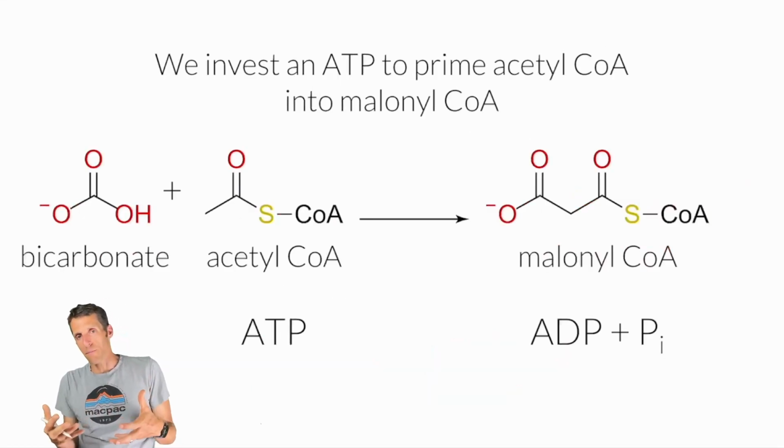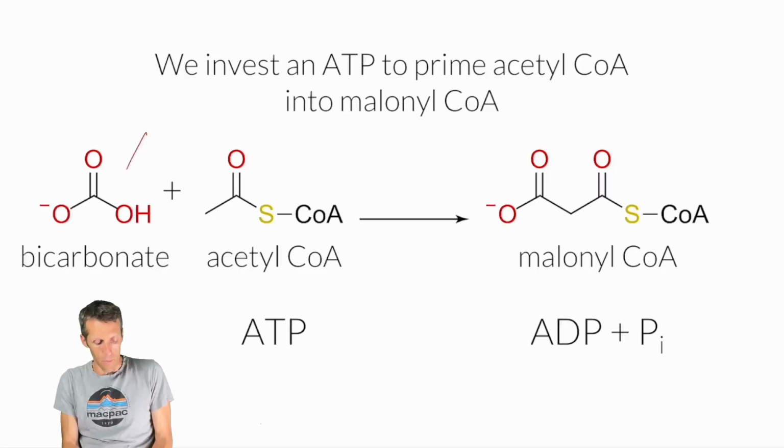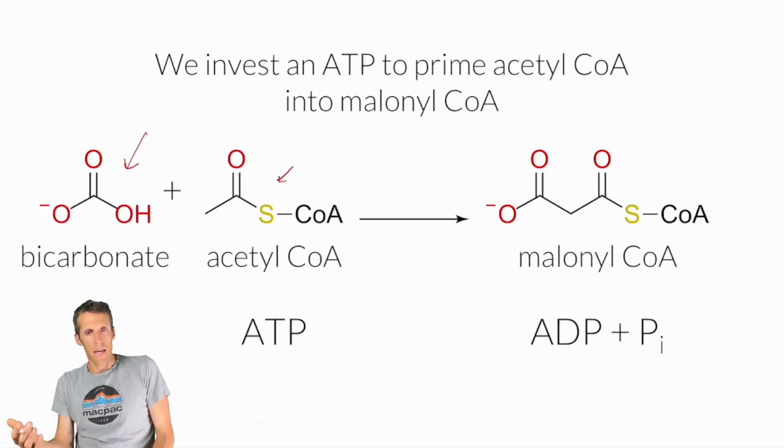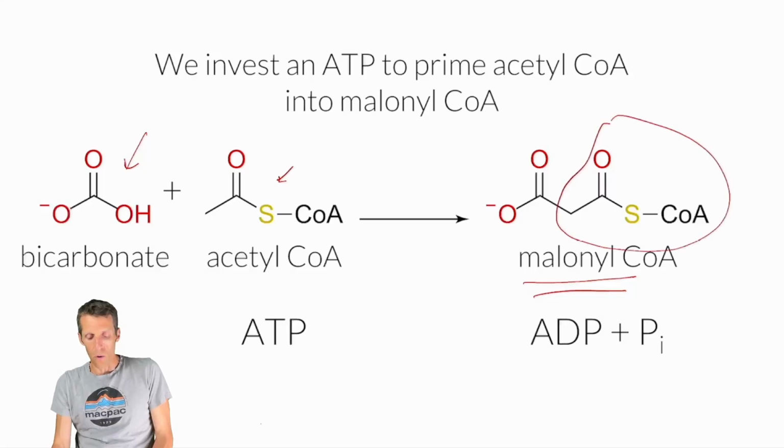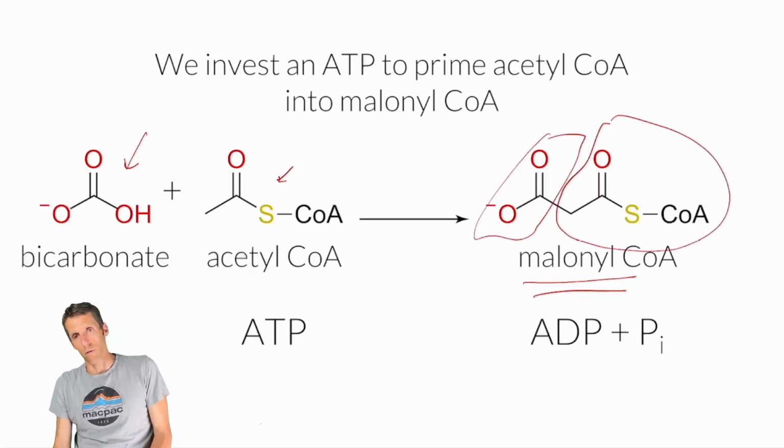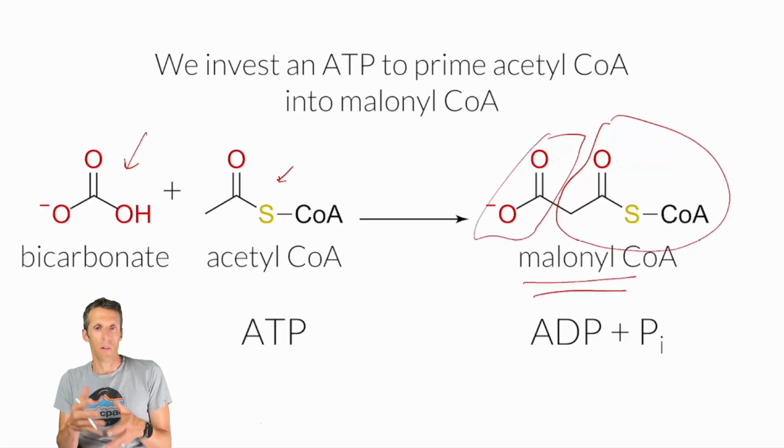The ATP investment itself comes in using an ATP to prime acetyl-CoAs into something called malonyl-CoA. So what this does is it takes a bicarbonate and an acetyl-CoA. You invest an ATP. That yields an ADP and an inorganic phosphate and yields this molecule, malonyl-CoA, which looks a lot like an acetyl-CoA with a carbon dioxide glued onto it. So you've added a carboxylic acid onto the acetyl-CoA, making a 3-carbon molecule that you're then going to start gluing together.